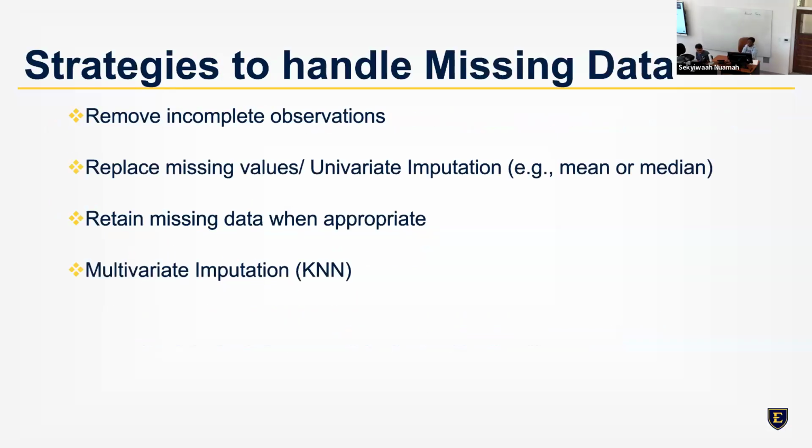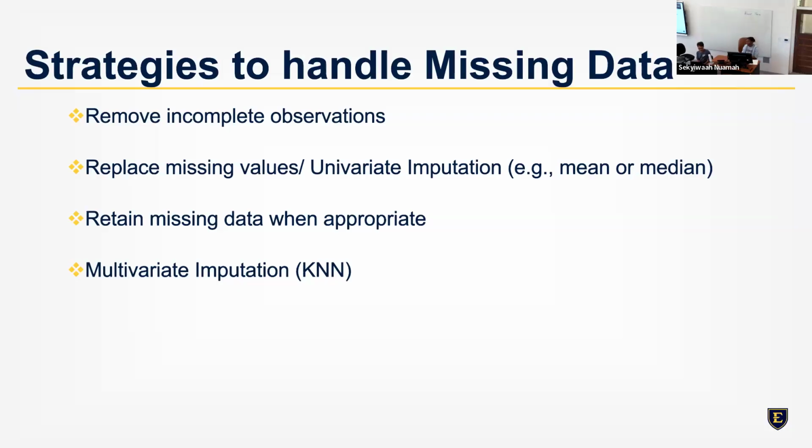So, strategies to handle missing data. One is either you remove them or you replace them. One way of replacing them is you take the mean of that column and you replace those cells with the mean or the median. If your data is more skewed, we expect replacing them with the median. And you can also retain missing data when it's appropriate.